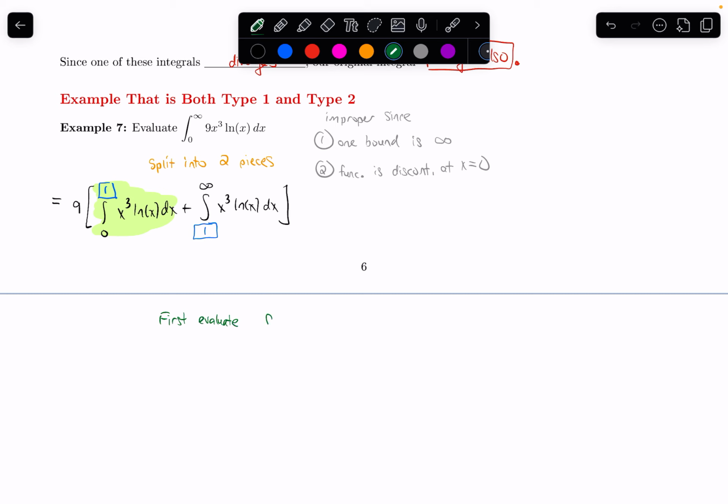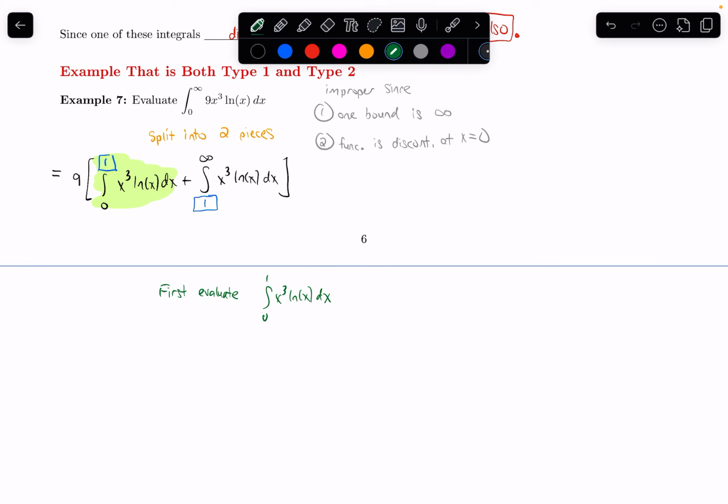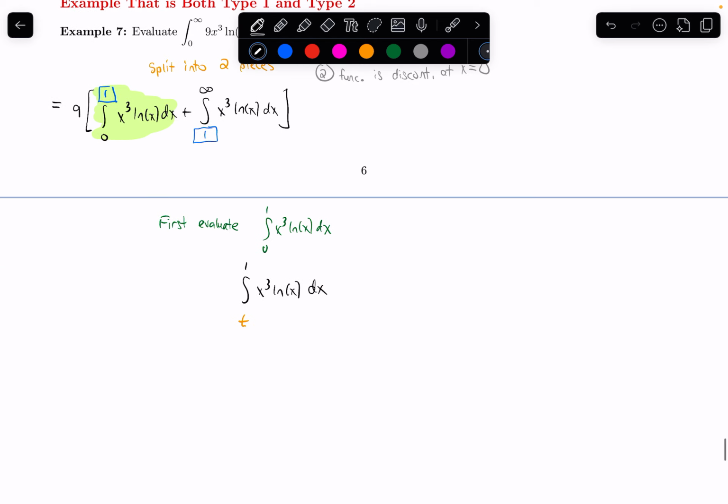So let's first evaluate that integral from 0 to 1 of x to the third ln of x dx. All right, so what's making this improper is the 0, because if I plug that in, my function's undefined there. It's discontinuous. Okay, so what I have to do first when I handle that improper integral is write my integral, but replace the thing that's making it improper, the 0, with a variable. So I'll replace it with a t. And then I keep the upper limit, the 1, and then I got my x to the third ln of x dx. Eventually, I'm going to have to take a limit here.